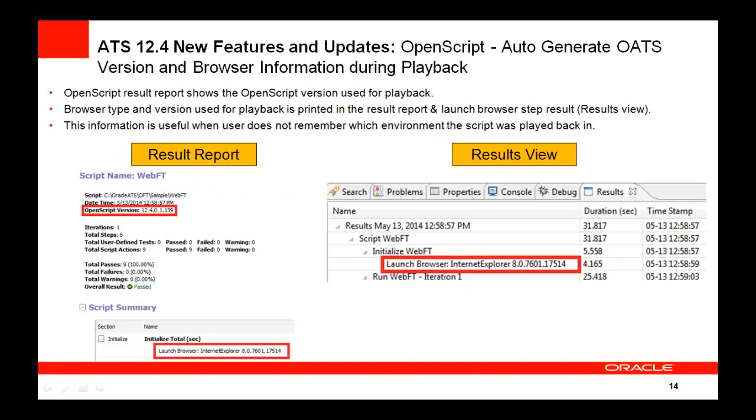The OpenScript result report now shows the OpenScript version used for playback. Browser type and version used is also printed in the result report and results view. We received input from our users that sometimes they play back the same script in different browsers. Therefore, this information is extremely useful when the user does not remember which environment the script was played back in.